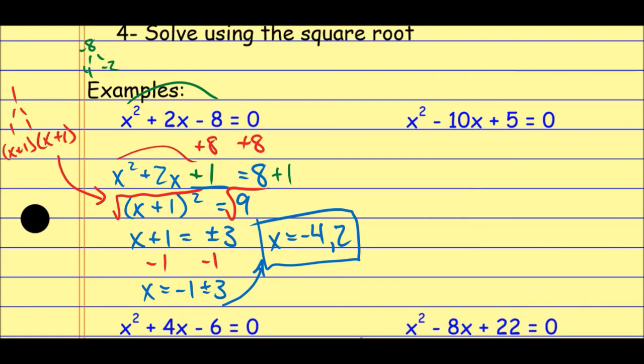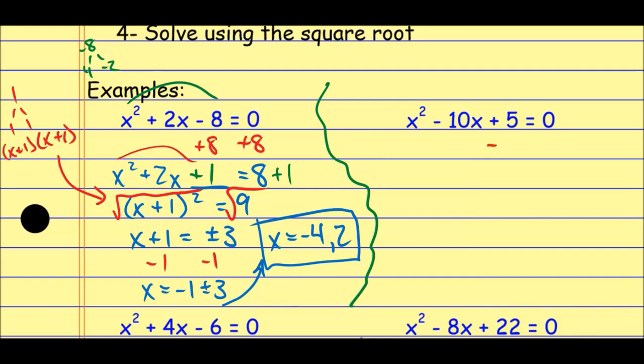I only start with an example like this to show you how simple this can be. The reason we want to use this is for examples where we can't solve by factoring. And so if I look at the next example here, go ahead, try building a bridge. Two numbers that multiply to a 5 but add to a negative 10. It's not going to happen. There are no two numbers that multiply to a 5 but add to a negative 10. So I can't solve by factoring, but I can still solve by completing the square.